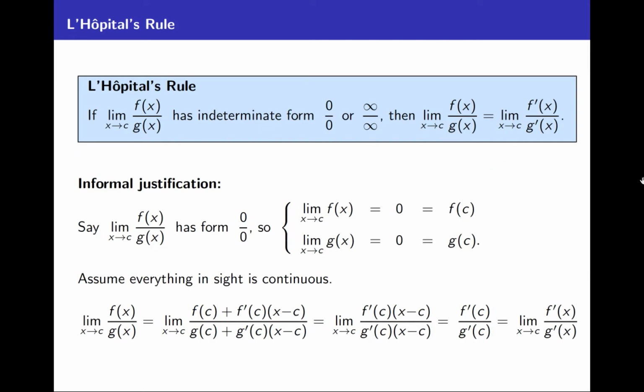Now you can shoot holes in this argument all day. For one thing, we assumed everything in sight was continuous, and you know that needn't be the case. You might have holes in the graph at c and so on. But this is just an informal justification to show you that these two expressions are expected to be equal. And if you're interested in a careful proof, you would do that in a course in advanced calculus, but we're not going to worry about this in Calculus 1. We're all about looking at examples of how to use L'Hopital's rule instead of why it's true. But this is why you would expect it to be true.